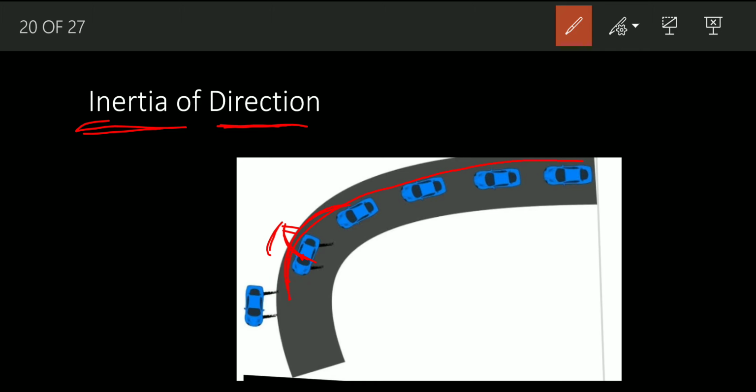Now coming to the end of the session, we have learned about forces, balanced and unbalanced forces. What is force? Then Newton's first law of motion, inertia, and types of inertia.